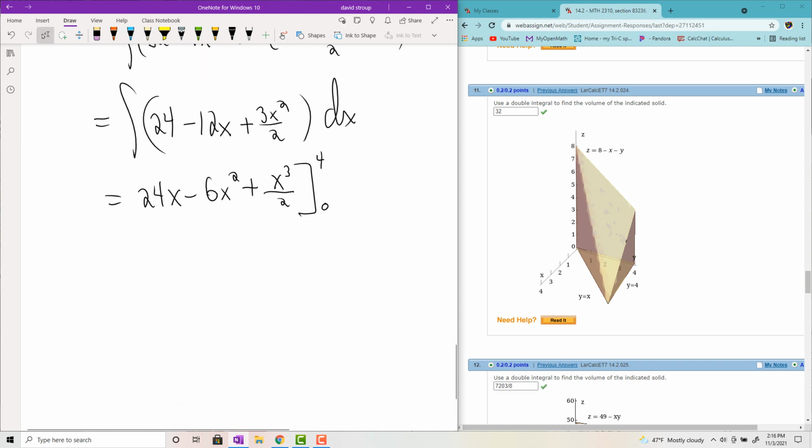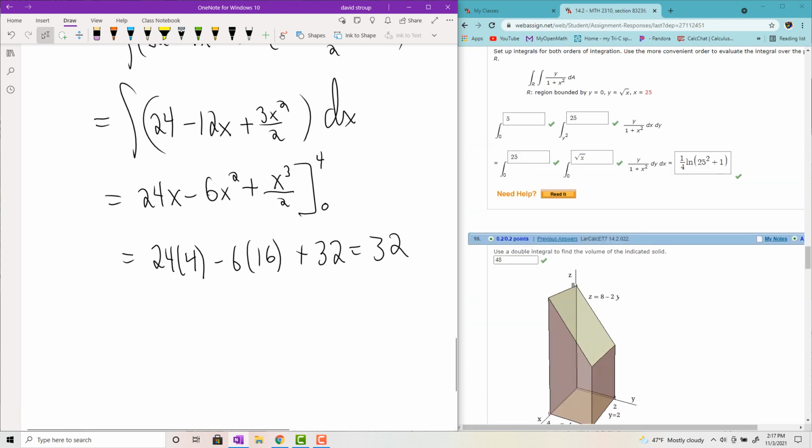Okay, so putting in 4, you get some nasty stuff. I'd probably just put it in my calculator at this point, but it's going to be 24 times 4 minus 6 times 16 plus 16 times 2 basically, so 32, and that'll equal 32. Okay, great.